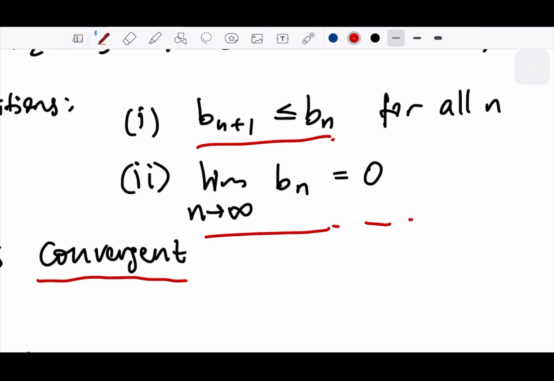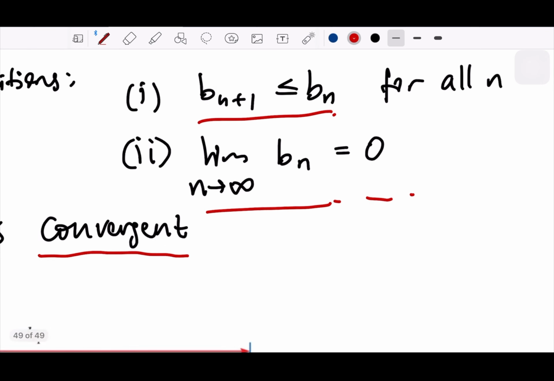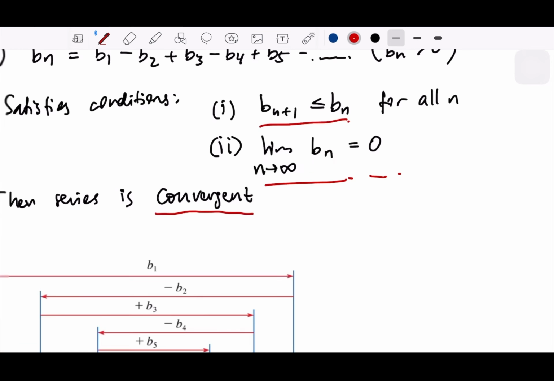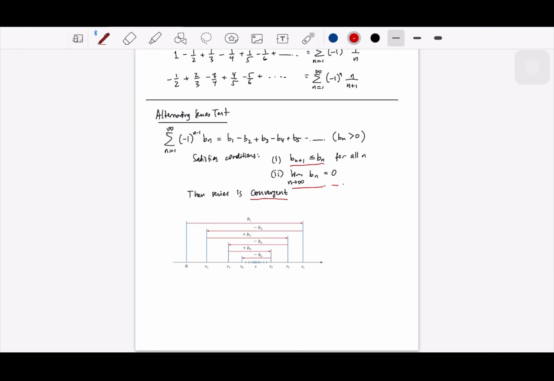Okay, we can also have a proof for this alternating series, but I don't really need to take this proof for you. But let me just give you another visual or example to look at.